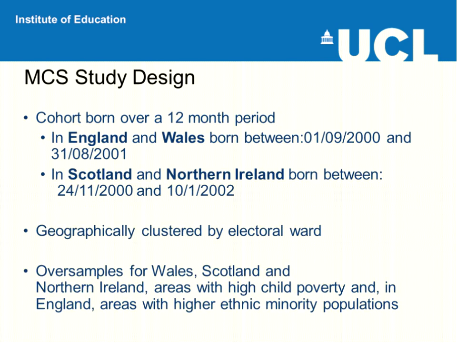The cohort were born over a 12-month period. In England and Wales, that is between September 2000 and August 2001. In Scotland and Northern Ireland, that is between November 2000 and January 2002. It's geographically clustered by electoral ward, and when Tarek talks about the survey design and the weights to use, you'll see more detail about the way the sampling was done.